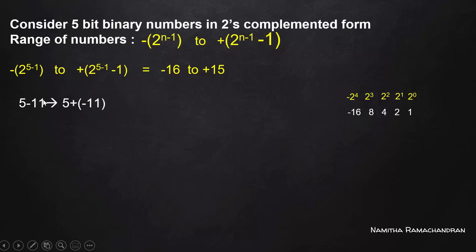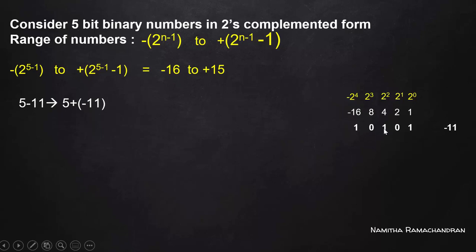How? Consider one example. Here we want to perform 5 minus 11, that is 5 plus minus 11. So how to get minus 11 from these weightages? Minus 11 is actually minus 16 plus 4 plus 1. 4 plus 1 is positive 5, and minus 16 plus positive 5 is minus 11.